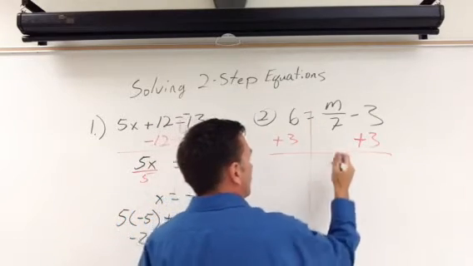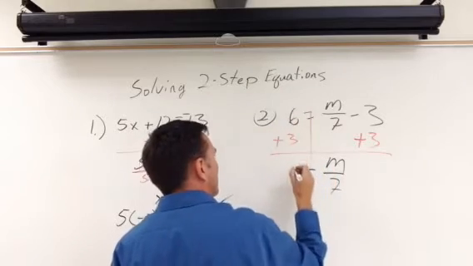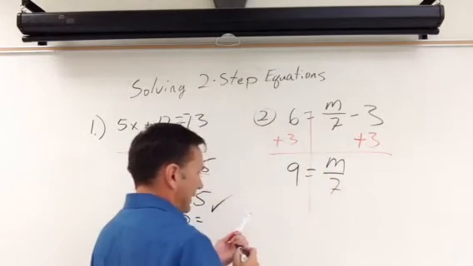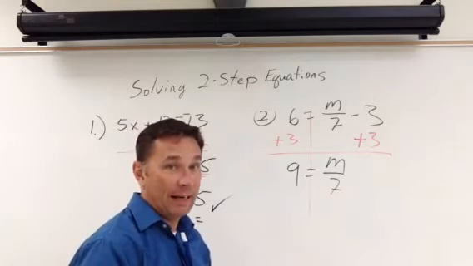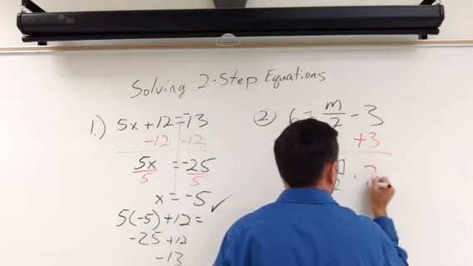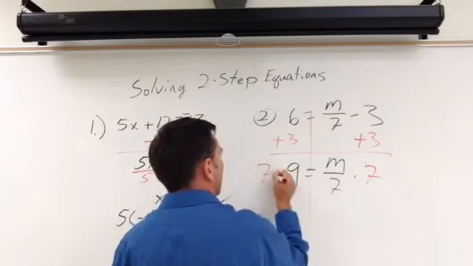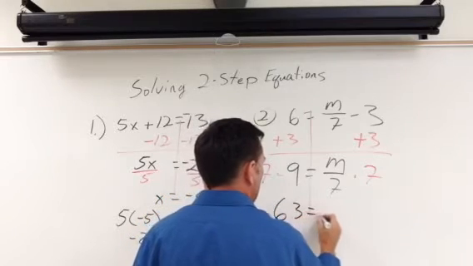Now copy down what we didn't do, the m over 7. We can go 6 plus 3 equals 9. And now we look, what's the 7 doing to the m? It's dividing. The inverse of dividing is multiplying by 7. And we get 63 equaling m.